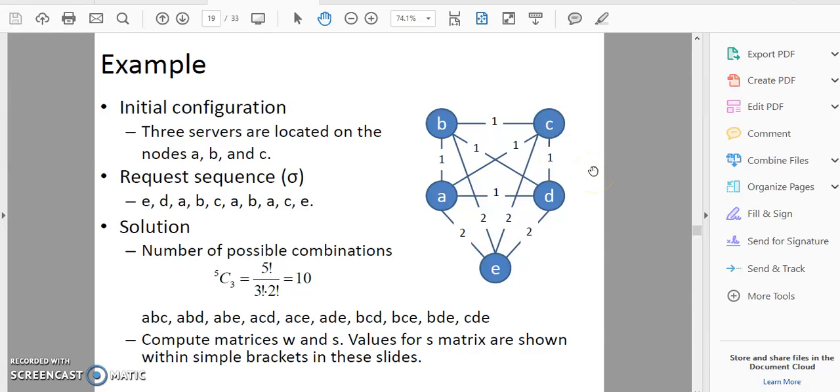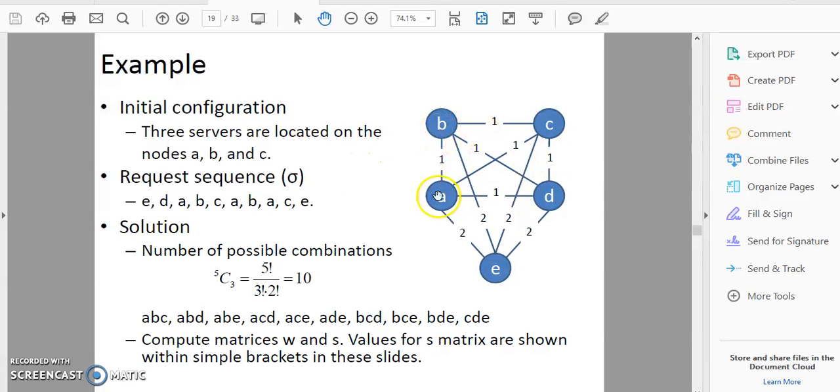Hi guys, now we already have learned about what K-server problem is. So now we will be focusing on learning about WFA algorithm. We will solve an example with WFA algorithm to understand what it is. And WFA algorithm uses dynamic programming to solve K-server problem.